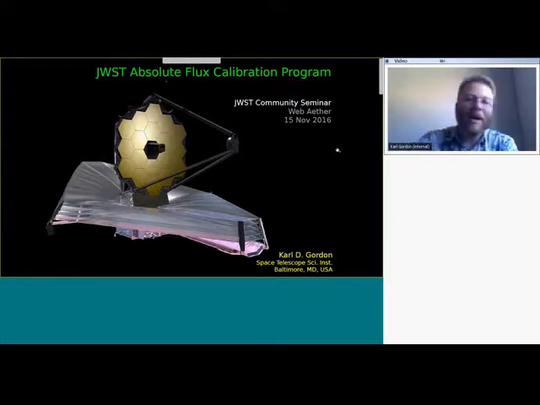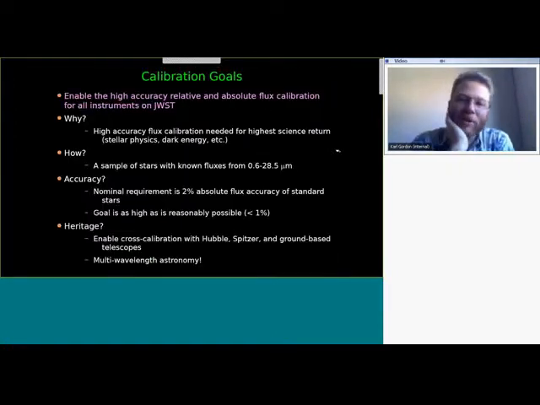A program that's been ongoing for a little while, but also still in progress, and so I'm always interested to hear what other people's thoughts are and if there are suggestions for improvement. Okay, and so what are the goals of calibration for JWST? This is to ensure high accuracy, relative, and absolute flux calibration for all the instruments.